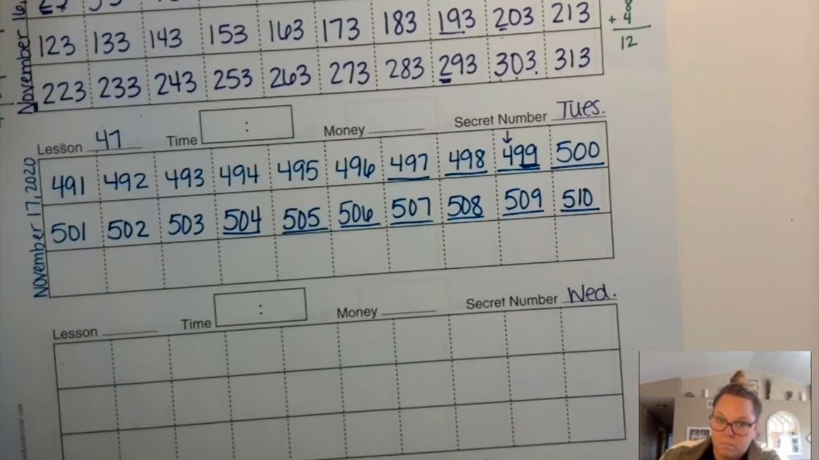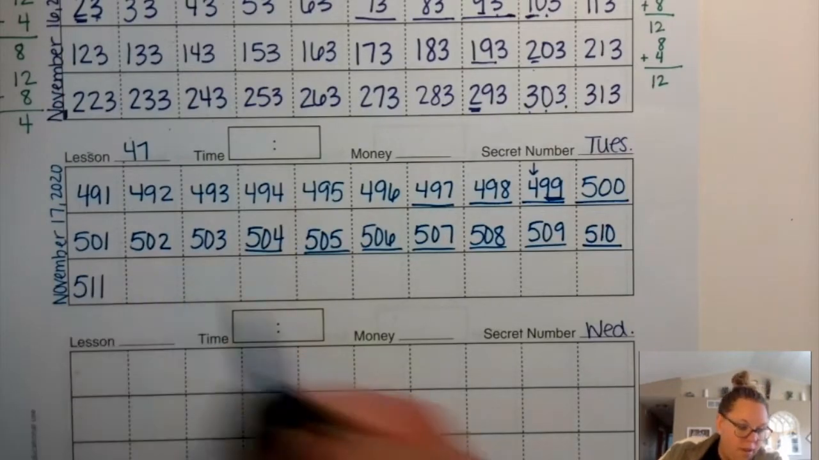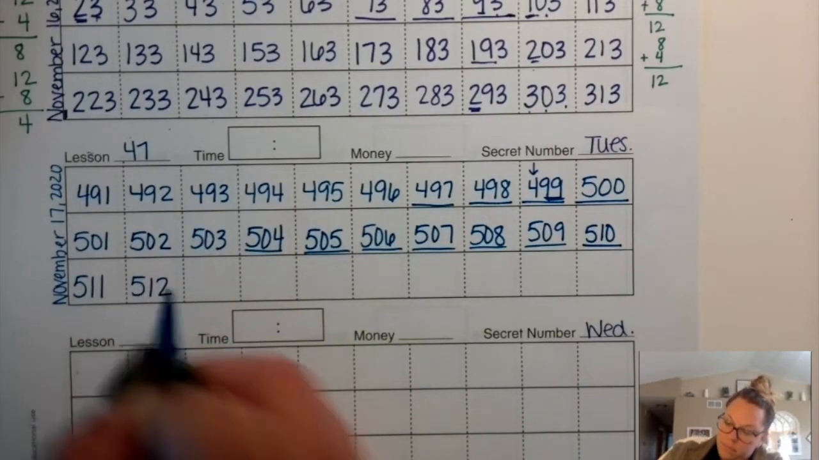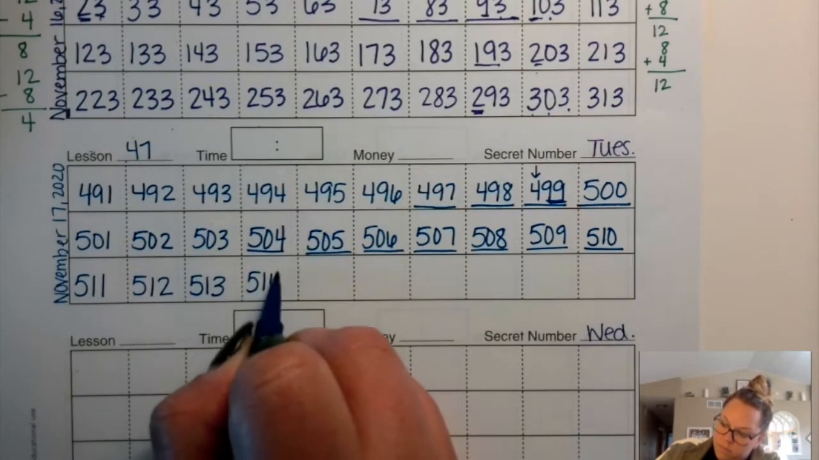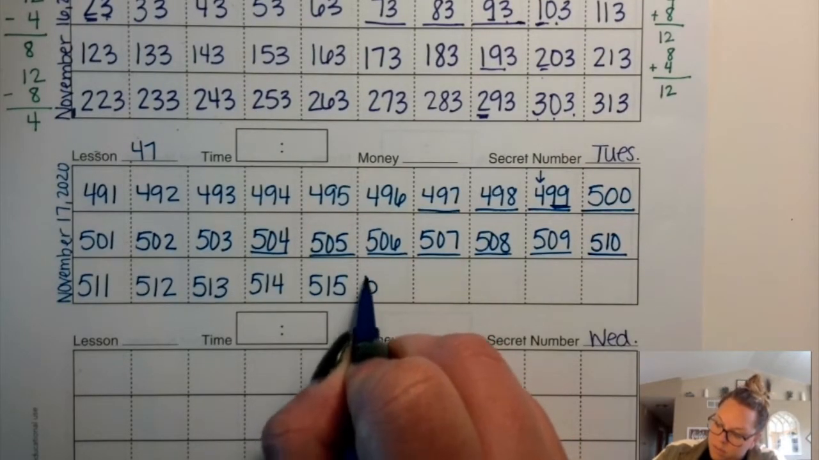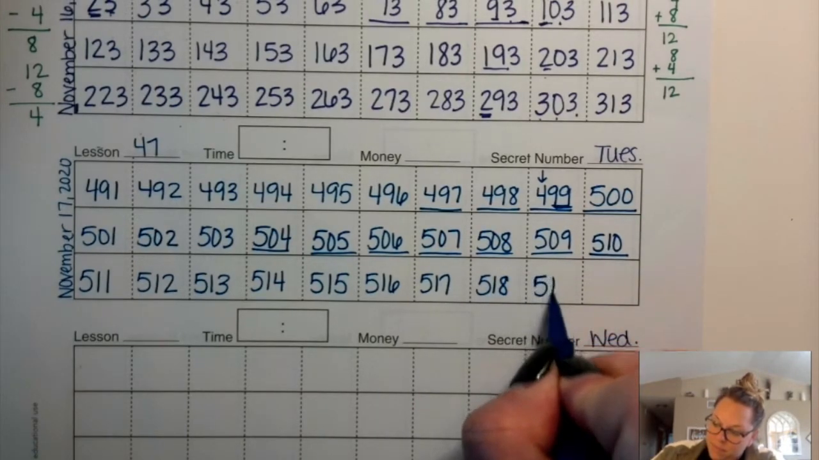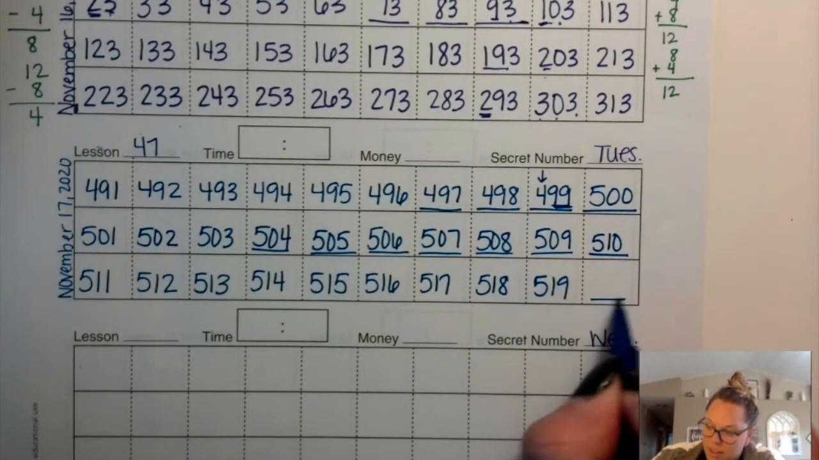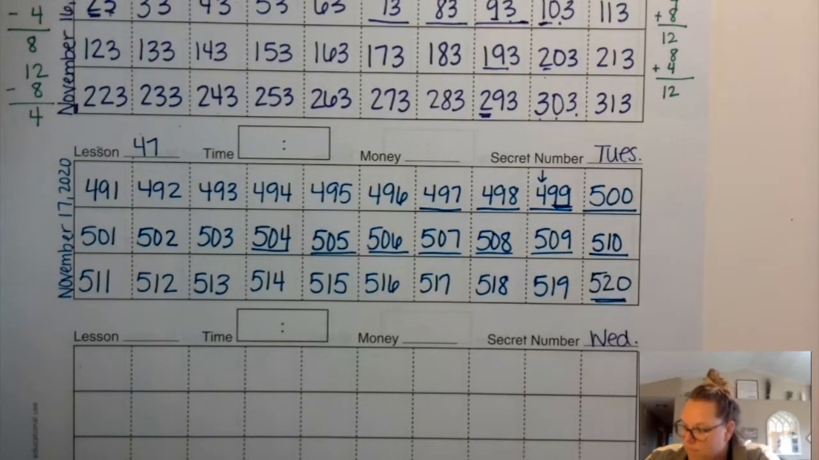Last row. This is important for you to be able to do this. Make sure you're doing this with me. 511, 512, 513, 514, 515, 516, 517, 518, 519, and what goes on the end here? 520. All right?